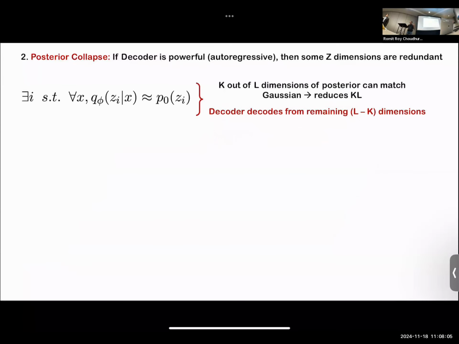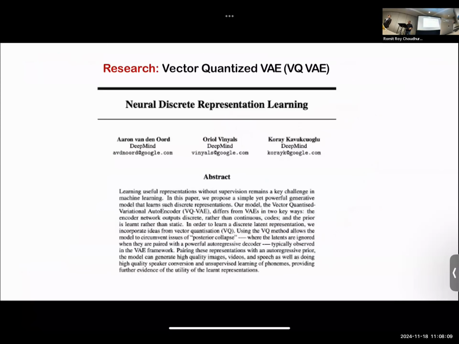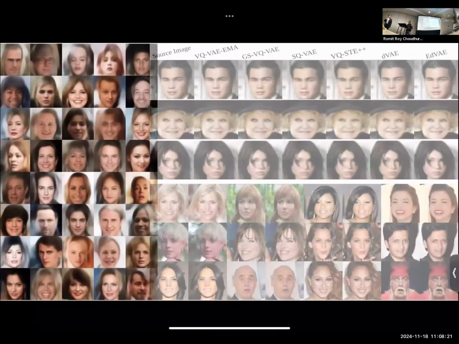And there is another problem called posterior collapse. We'll skip this for now. And then people talked about VAE is bad. People talked about VQ VAE, vector quantized VAE, which is like learning dictionaries, codebook learning. And then they went with that, and I'll finish with this picture.